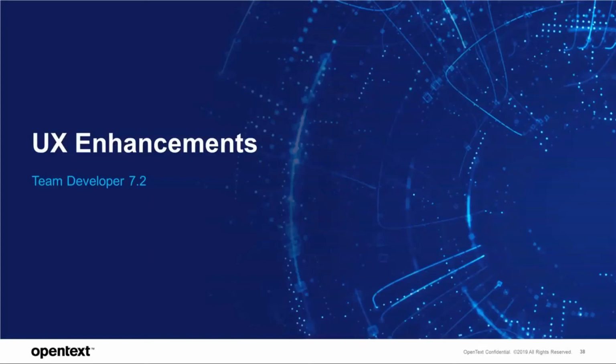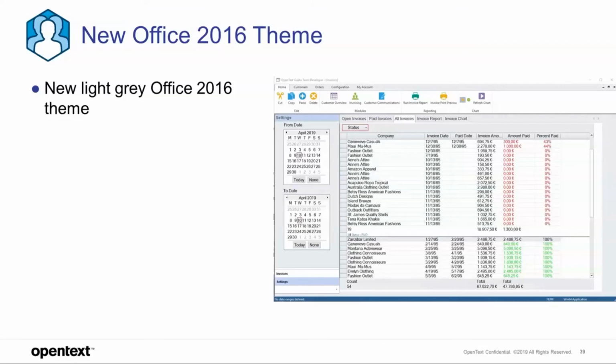So there are a number of UX enhancements in Team Developer 7.2 as well. We do have a new light gray Office 2016 theme. You can see it in that screenshot. This one looks a bit like the previous Office 2012 theme, the white theme, but offers more contrast. So users might find this one easier to read and work with than the plain white theme.